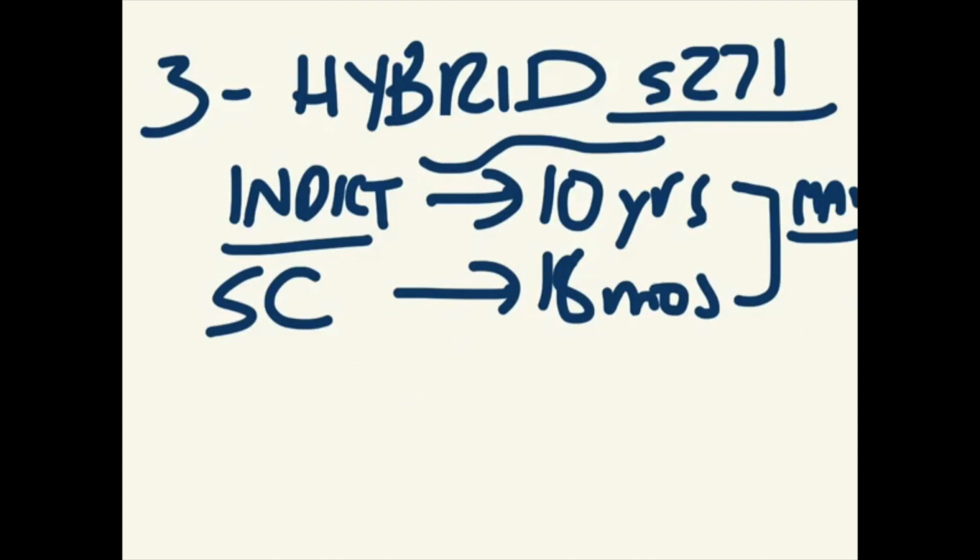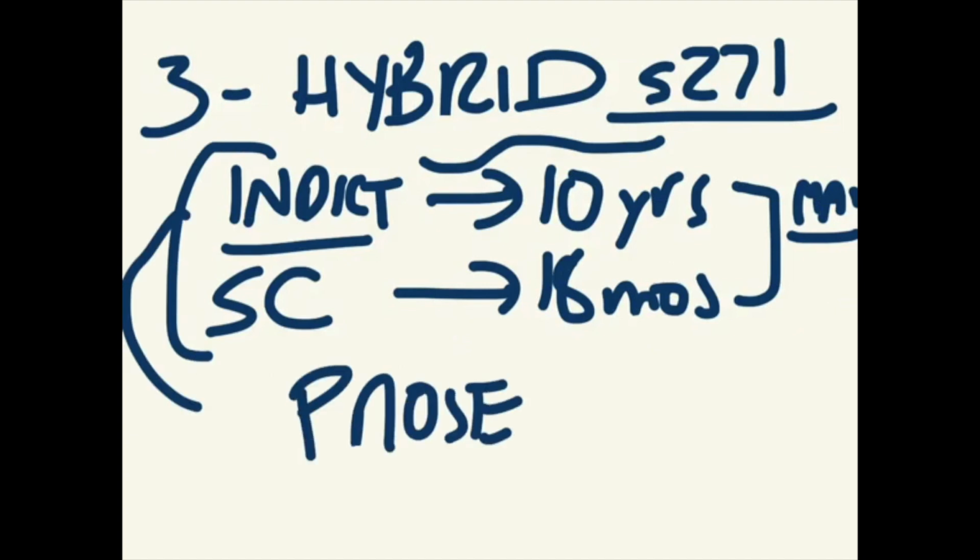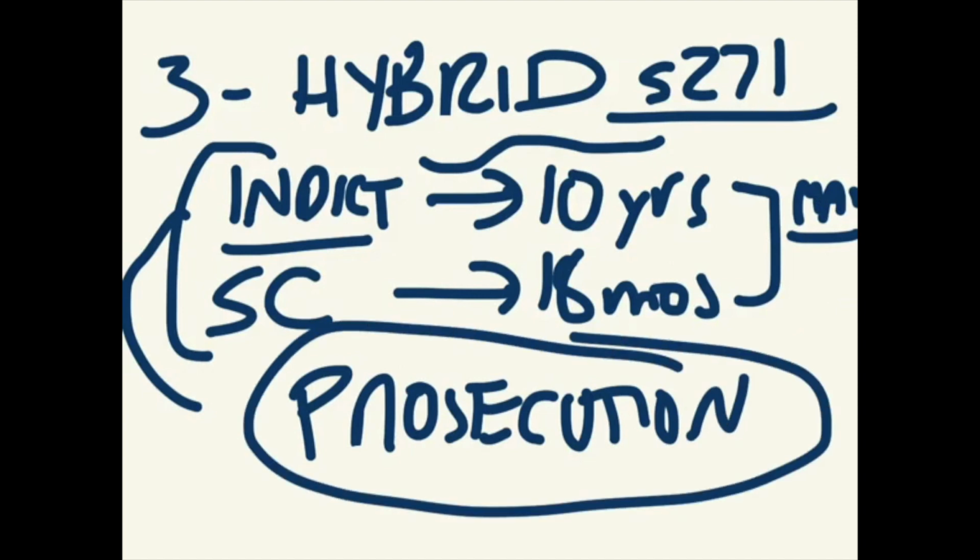Now, who gets to choose? The prosecution does. Essentially, what happens with a hybrid offense is that the prosecution has the option of choosing, as soon as they lay the charge, do we want to proceed indictably or do we want to proceed on summary conviction? And hybrid offenses are becoming more and more popular because sexual offending is, as you might imagine, a very broad crime. There are all sorts of sexual assaults.